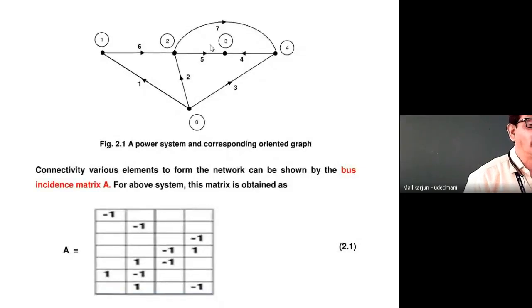And element number 4 is outward, so it must be plus. You can check: row number 4, column number 4, +1. And element number 7 is inward, so it should be minus. 7th row, 4th column, you can see -1. So it follows the same Aij rule. This is the direct formation of the bus incidence matrix, or reduced incidence matrix, wherein the column or row pertaining to a reference bus is deleted.